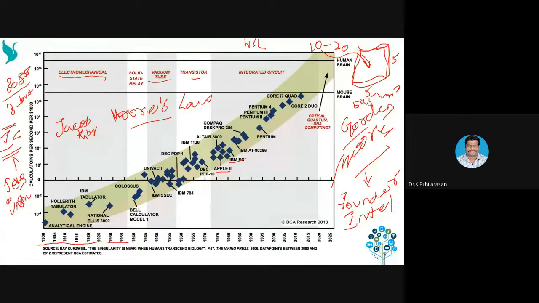Then here you can see, in 1995 the Pentium came. At that time the computer revolution happened, and everyone started to use computers. Pentium 2, Pentium 3, Pentium 4, later core, dual core, quad core, then i7, i8, and now we have core i11. Correct.